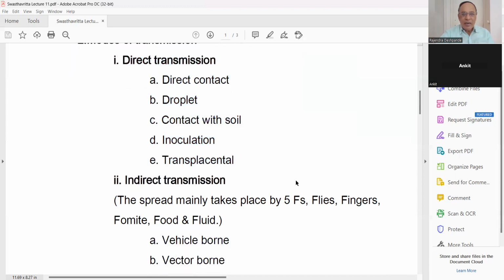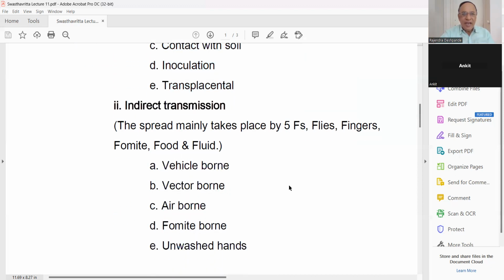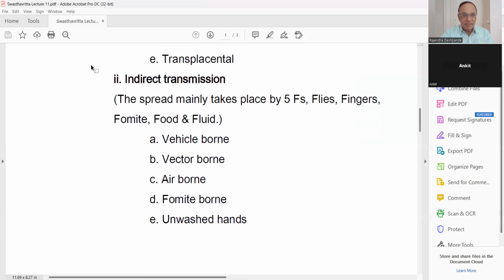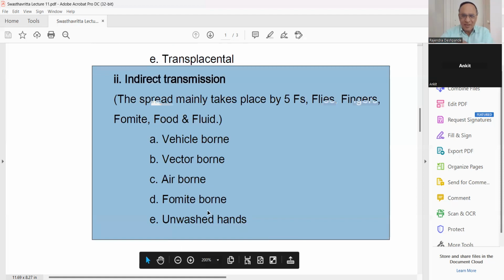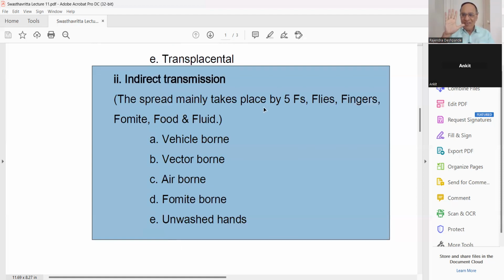Okay. Now I am talking about indirect transmission. How the disease can spread from one person to another. The spread mainly takes place by 5 F's. Very interesting, very important. Please write down. There are two types of transmission. Keywords: direct, and write down indirect.